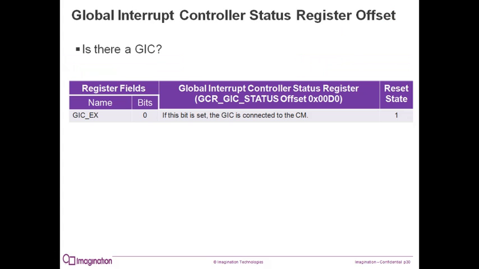The GIC is configured into the system at IP build time. The chip designer can decide to include the GIC or not. The GIC was configured into the system if the GIC EX bit is set.